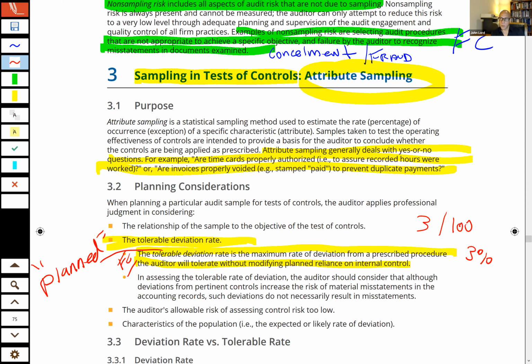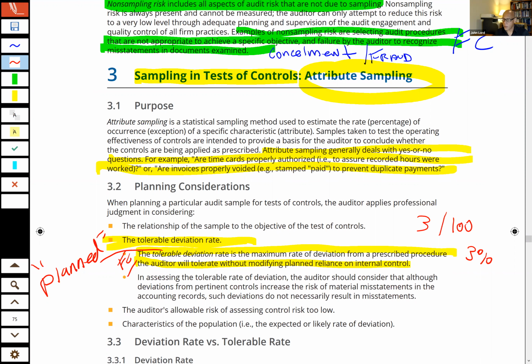Flashcard that definition, tolerable. At this point, how many time cards have I actually looked at? Zero. None, right? I've obtained an understanding. I've evaluated the design. I maybe did a walkthrough to see that it was implemented. I came early and saw the supervisor watching the staff clock in. Now, look, if the supervisor's showing up late to work himself and comes in all frazzled and isn't paying attention when I do my walkthrough, then it's not implemented. I'm just going to go ahead and assess the control risk at the maximum and not even test this.